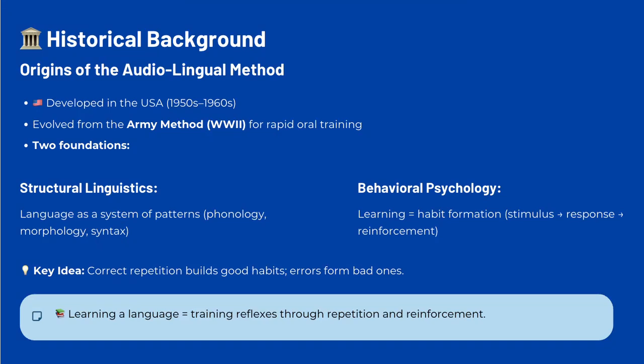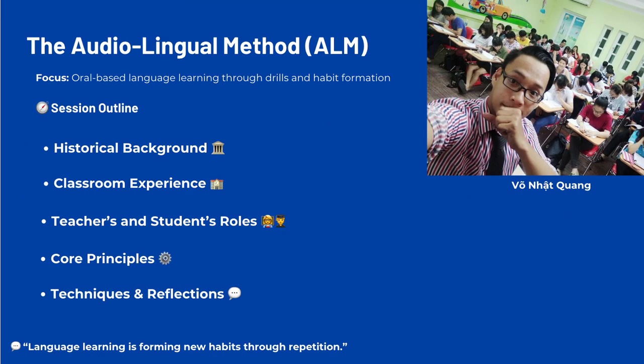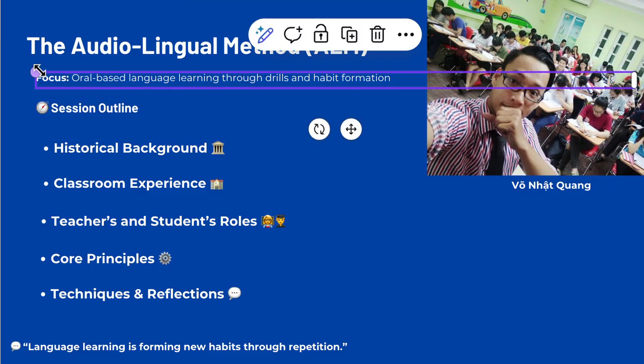Today we're going to talk about the audiolingual method, or ALM. It's an oral-based language learning method that focuses on drills and habit formation. In this session, we'll look at 5 parts: the historical background, the classroom experience, the teachers' and students' roles, and finally, the core principles and techniques. Language learning in this method means forming new habits through repetition.